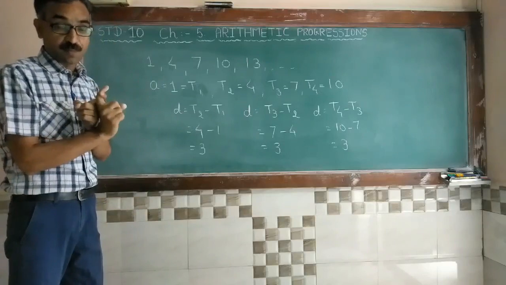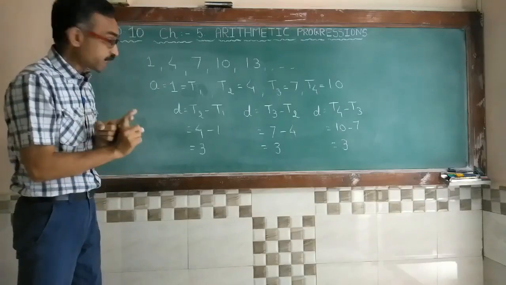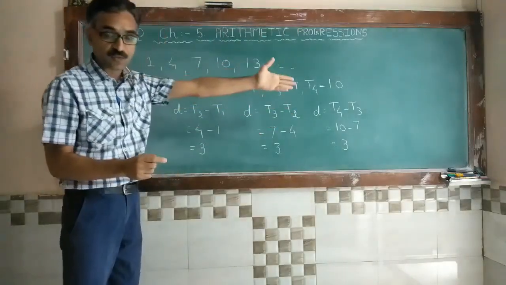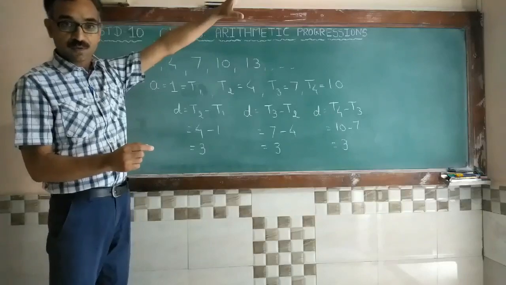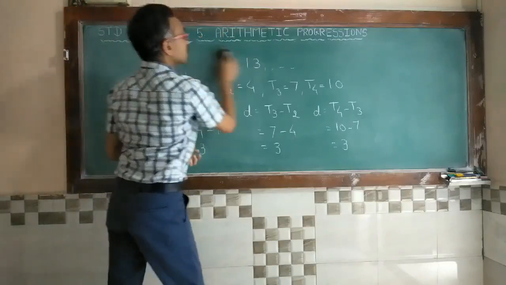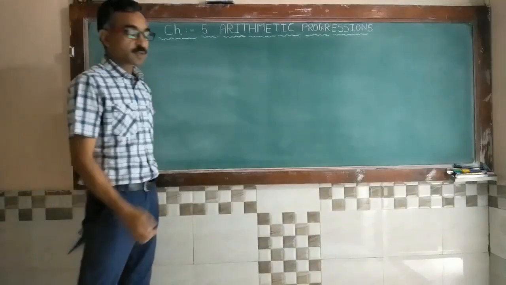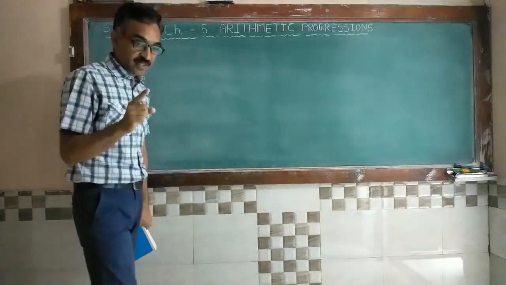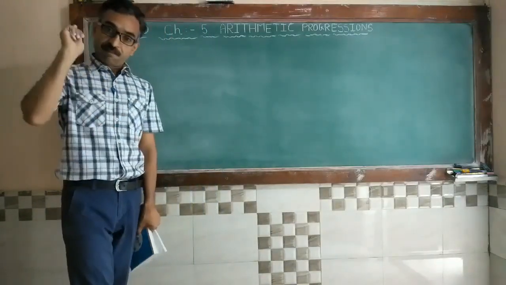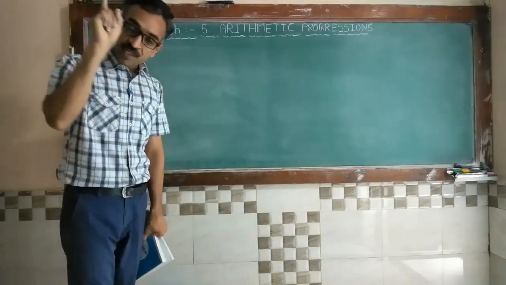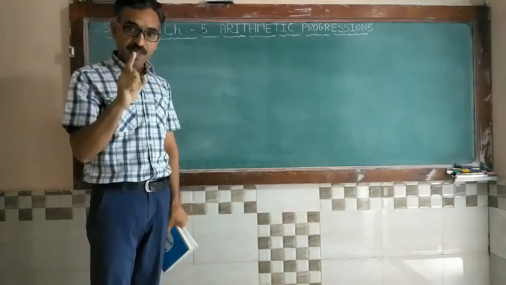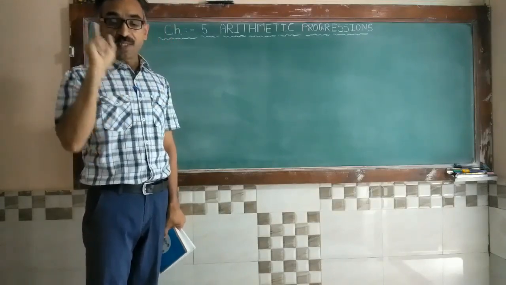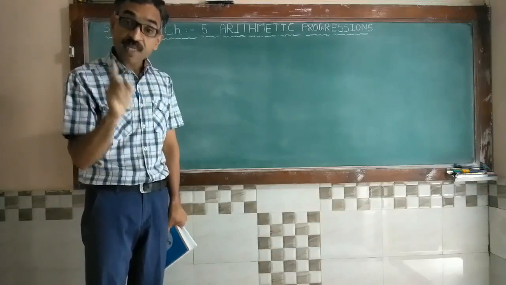It has a fixed common difference, and the common difference is found by t2 minus t1, or you can find t3 minus t2, or t4 minus t3, and so on. Now the common difference is a fixed number, but it may be a positive number, it may be a negative number, or it may be zero.